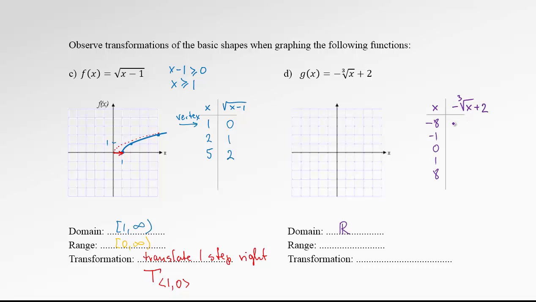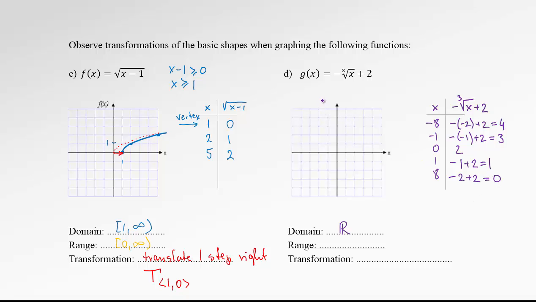Okay, so what do we have here? Negative cubic root of negative 8 is the same as negative negative 2, and then plus 2. So we have plus 2 and plus another 2, it's 4 altogether, right? Next, negative cubic root of negative 1 is plus 1, plus 2, it's 3. 0 plus 2 is just 2, that was easy. Negative cubic root of 1 is negative 1 plus 2, so the answer is 1. And negative cubic root of 8 is negative 2 plus 2, so we end up with 0 here.